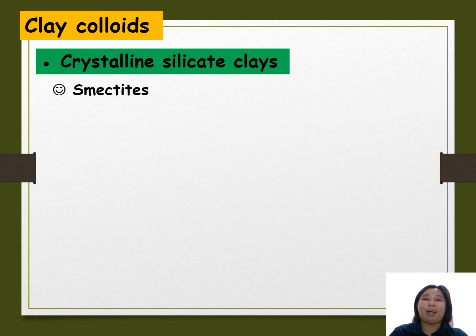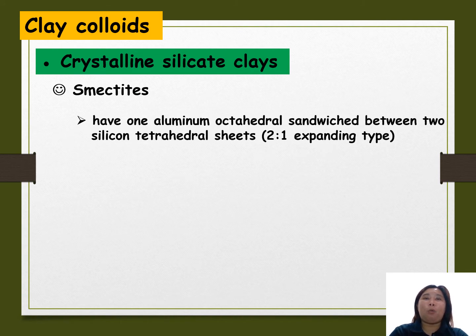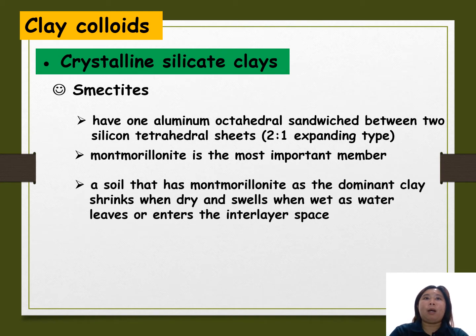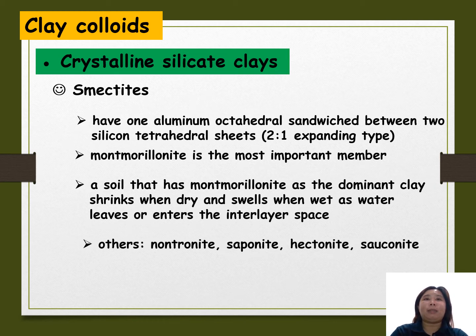We have the smectites. Smectites have one aluminum octahedral sheet sandwiched between two silicon tetrahedral sheets. So they belong to the 2:1 expanding type of clay. And montmorillonite is the most important member of this group. A soil that has montmorillonite as the dominant clay shrinks when dry and swells when wet as water leaves or enters the interlayer space. Other examples include nontronite, saponite, hectorite, and sauconite.